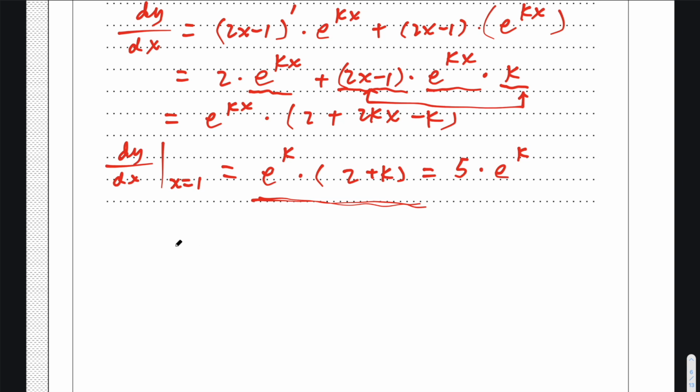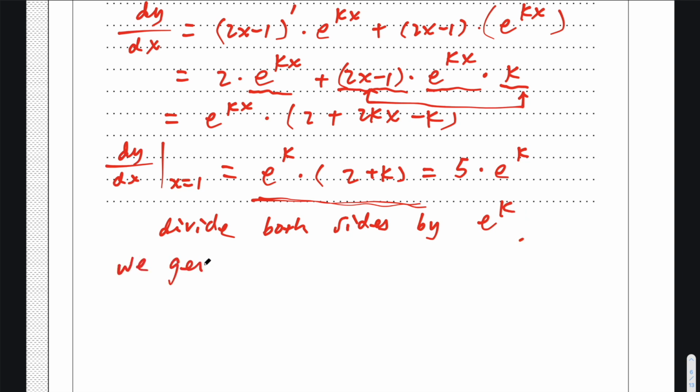So that means we divide both sides by e to the power of k. So we get 2 plus k equals 5. Yep, so that means k is equal to 3.